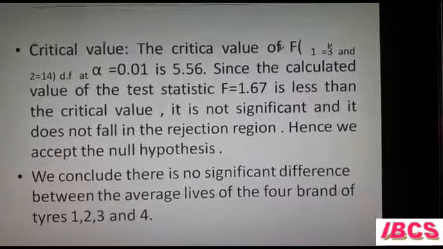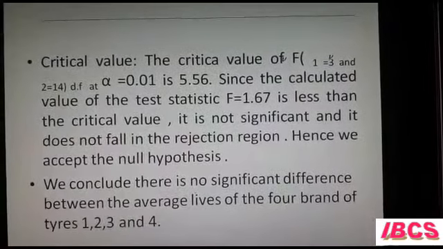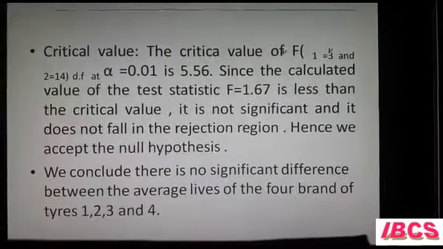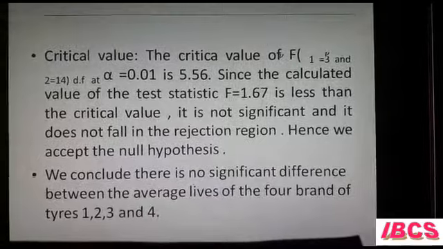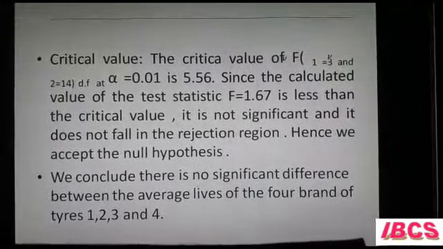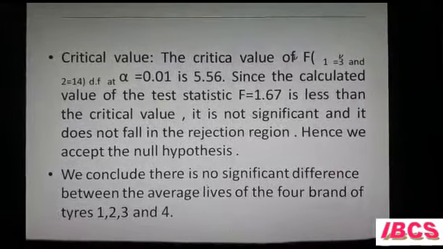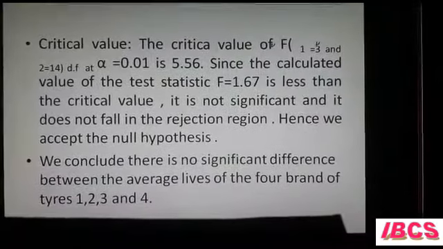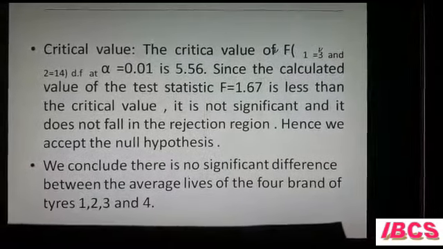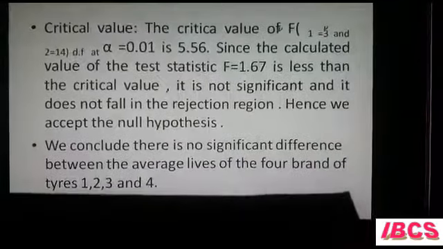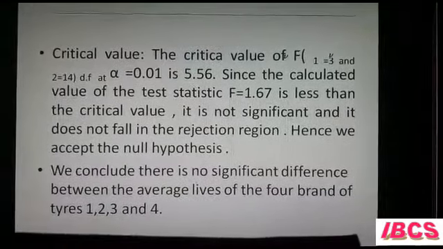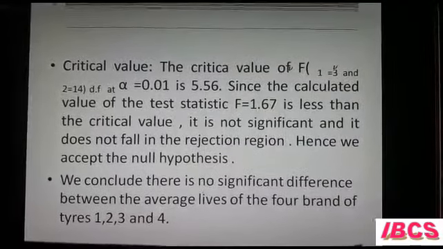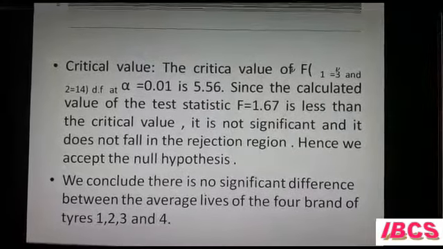Then you have to look into the F table. The critical value of F for degrees of freedom 3 and 14, that is degrees of freedom 1 equal to 3 and degrees of freedom 2 equal to 14, at alpha 0.01 is 5.56 from the table. So our calculated value is 1.67, which is less than the critical value. So it is not significant and does not fall in the rejection region, hence we accept the null hypothesis and we conclude that there is no significant difference between the average life of the 4 brands of tire 1, 2, 3 and 4.